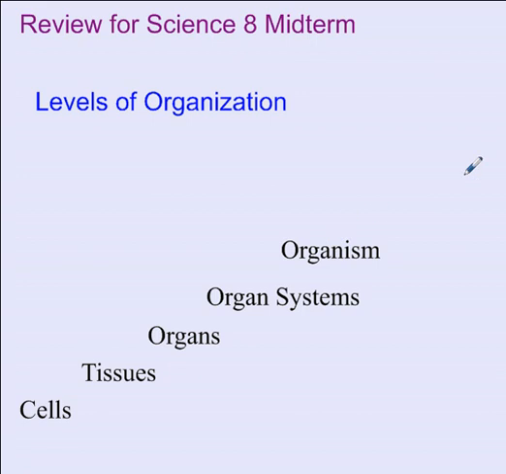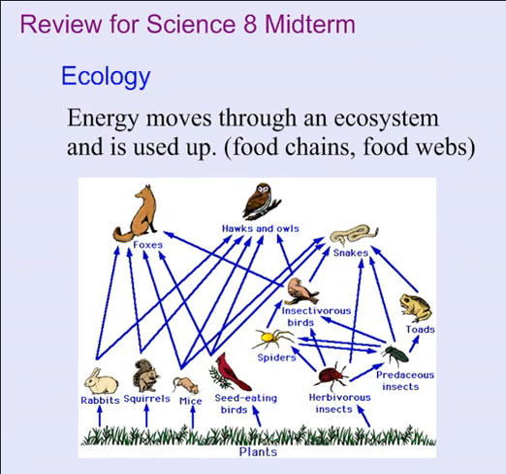All right, let's cover some ecology ideas. Remember that in an ecosystem, energy moves through an ecosystem and is used up. And we could show that with food chains and food webs. Remember that the arrows show the way the energy is flowing. Also remember that the higher up the food chain you go, there's fewer and fewer organisms. These high-level predators would be the most rare in the ecosystem. They would also contain the least energy, and we would show that with an energy pyramid.